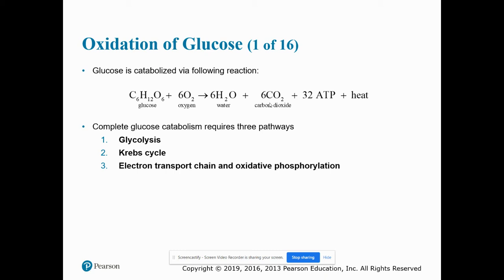So complete glucose catabolism requires 3 pathways: glycolysis, Krebs cycle, which we're also going to call citric acid cycle, and electron transport chain and oxidative phosphorylation.